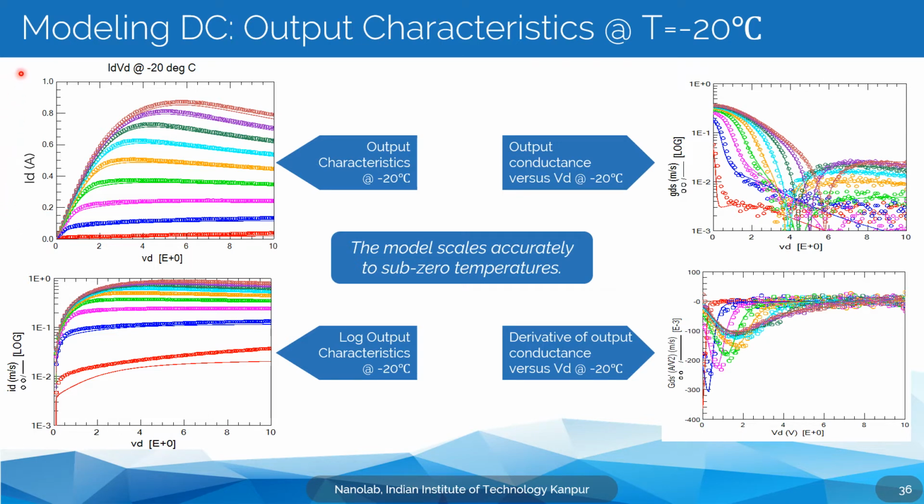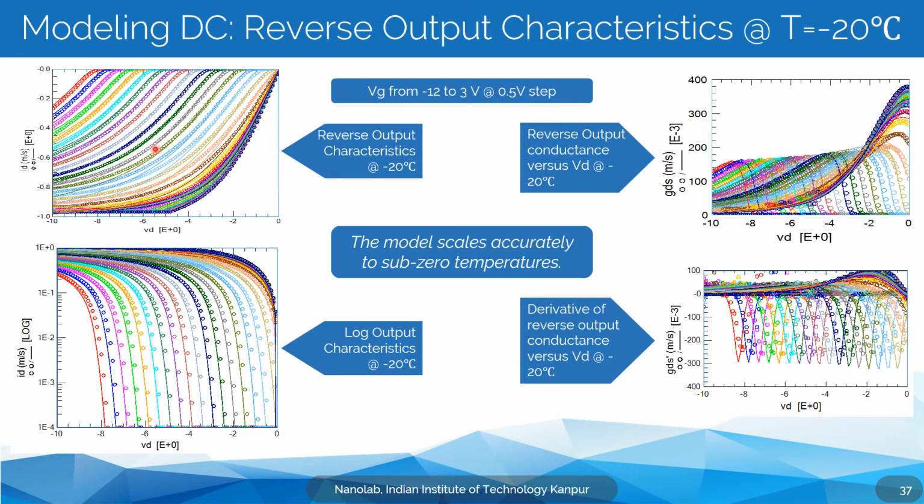model for different temperatures. Now this result is for -20 degrees Celsius, and you can see it's again very accurately matched to the measured data. Again, the same graphs, the derivative and the second derivative of the drain current. And this one is the log of the output characteristics. These are the reverse characteristics, and again the log and the derivatives, and we can see that even at -20 degrees, the model is able to accurately capture the characteristics of the device.